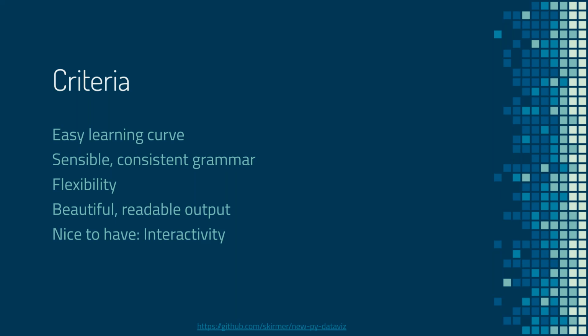Grammar consistency, I think, is highly underrated. I think that just like when you're learning a foreign spoken or written language, being able to learn some basics and then improvise on top of that makes a huge difference. I think this is really important for a high quality library.